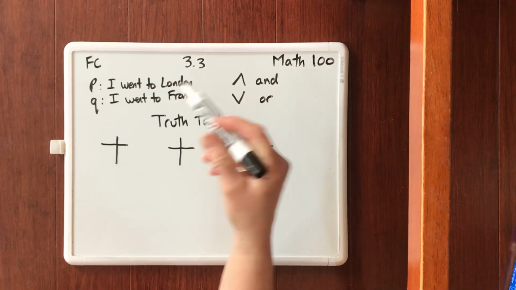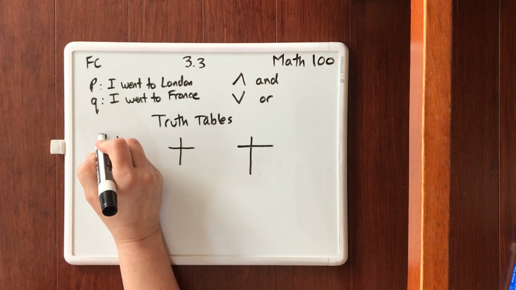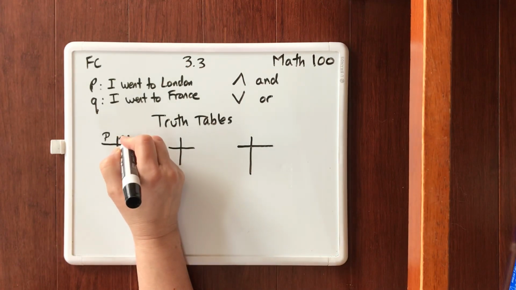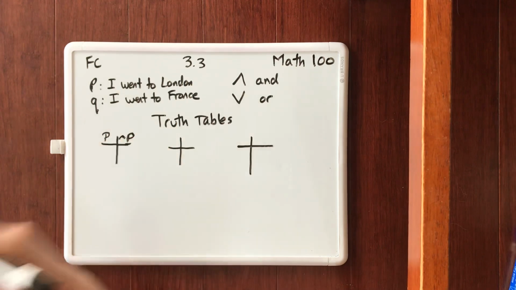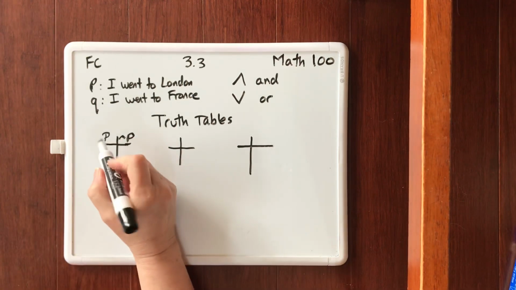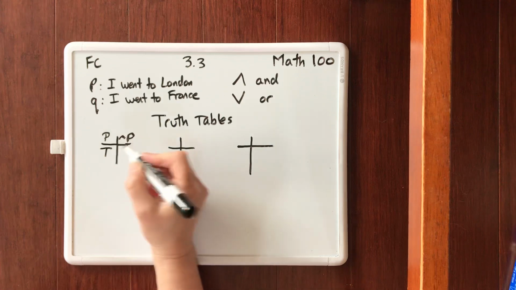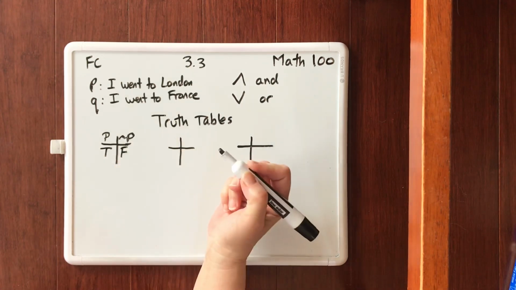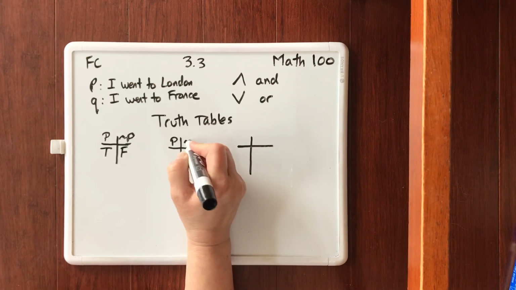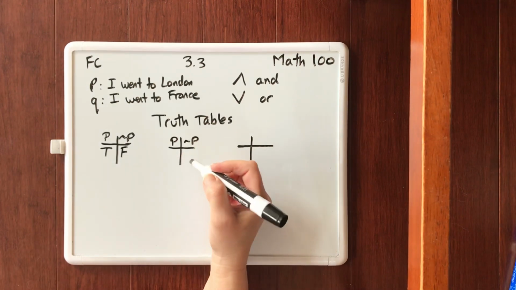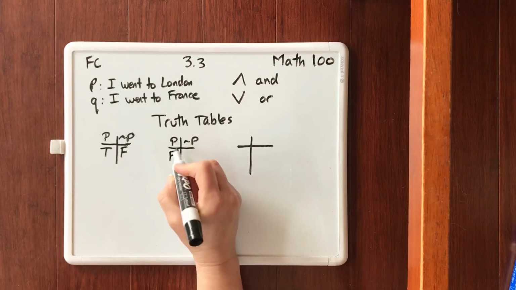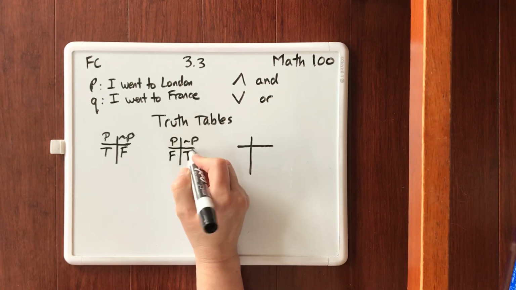So here's a truth table looking at P, which is I went to London, and not P, which means I did not go to London. Okay, so if P is true, then not P is false. All right, let's do another one. Same thing with P and not P. If P is false, then not P is true.